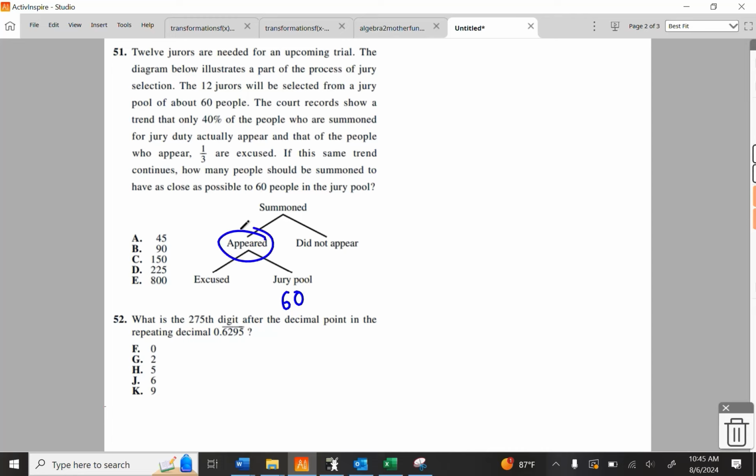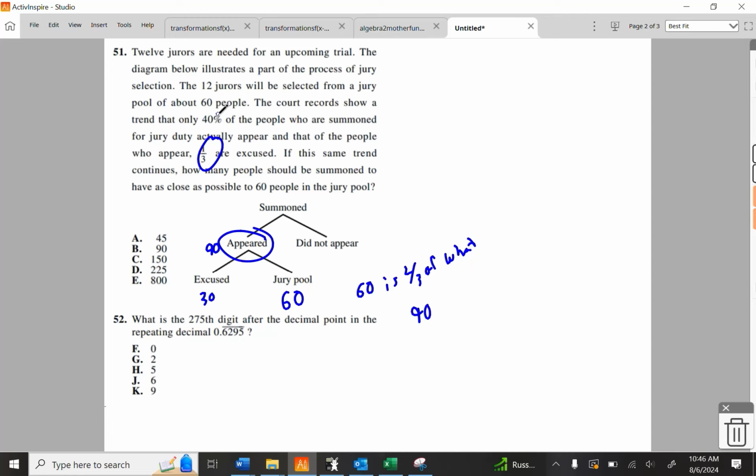And I need to figure out what appeared there. So 60 is 2/3 of what? That's kind of what I'm asking myself. 60 is 2/3 of what? I can do this on a calculator, but 90. 60 is 2/3 of 90. 90 people appeared and 30 were excused. The reason I knew is it says a third are excused, and a third of 90 is 30. And the question here is, how many do I summon?